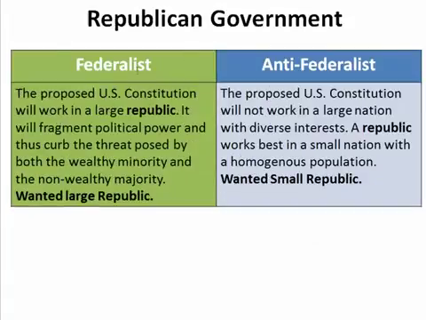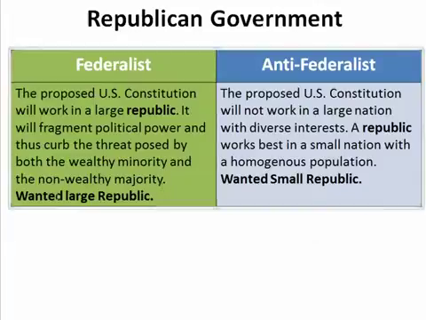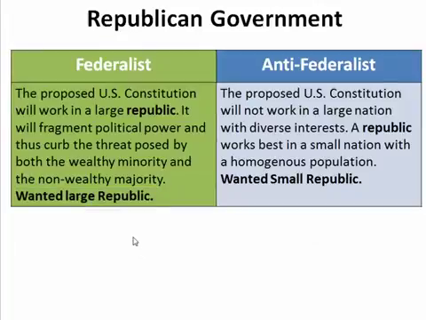And then this republican form of government. The Anti-Federalist says the proposed U.S. Constitution would not work in a large nation with diverse interests. A republic works best in a small nation with a homogeneous population, and they wanted this small republic left to the states. And the Federalist says the proposed U.S. Constitution will work in a large republic. It will fragment political power and then curb the threat posed by both the wealthy minority and the not so wealthy majority. And they wanted a large republic, a united, one government, so to speak, the United States.